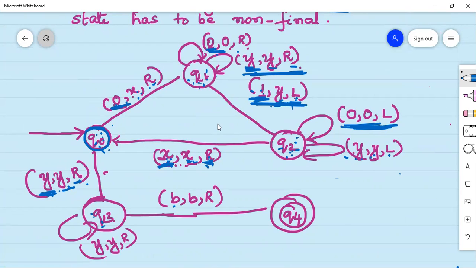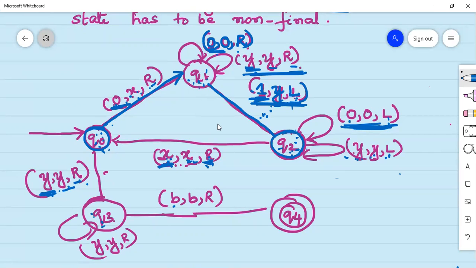And as I said, if you get a 0, replace it by x and move towards right. Change the state to Q1. If you get any more zeros after the first 0, you just keep moving towards right. No change in state. Similarly, if you get 1 after the zeros, you change the state to Q2, replace 1 by y, and move towards left. Once you move towards left, you might encounter either 0 or y. If you get 0 or y, we just keep moving towards left, that's all.